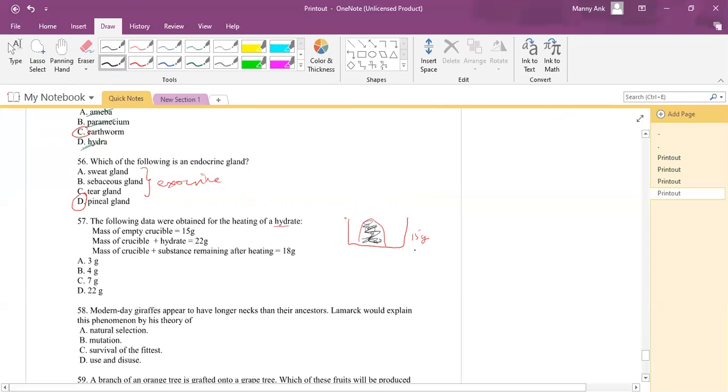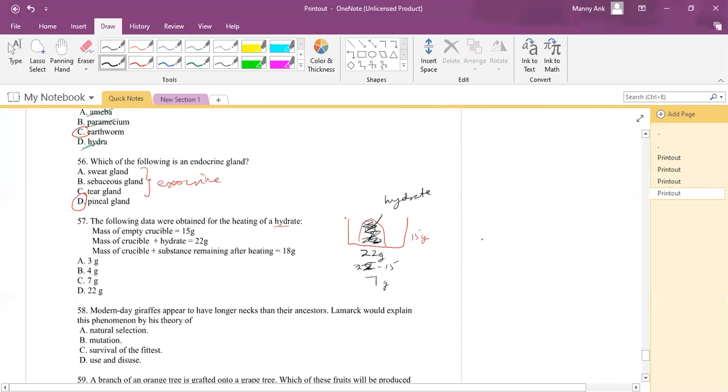If you put in the hydrate, together with the hydrate, the whole thing here weighs 22 grams. So we have to ask ourselves, what is the weight of the hydrate here? So this is a hydrate. The weight of the hydrate will be 22 minus 15. So the hydrate here weighs 7 grams. That's the weight of the hydrate.